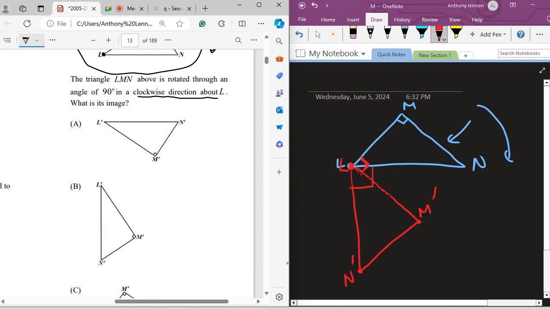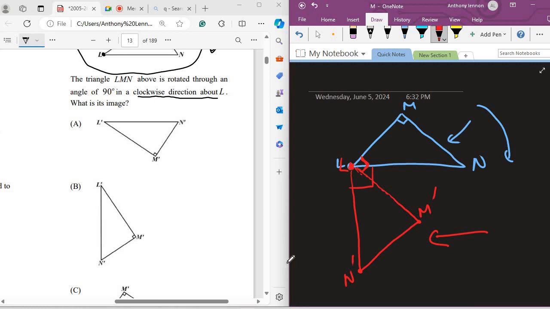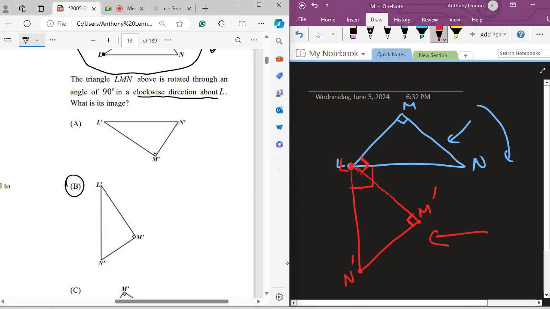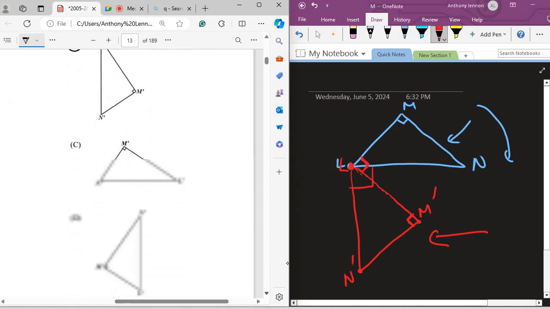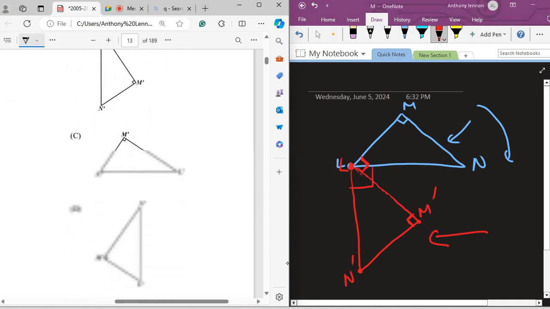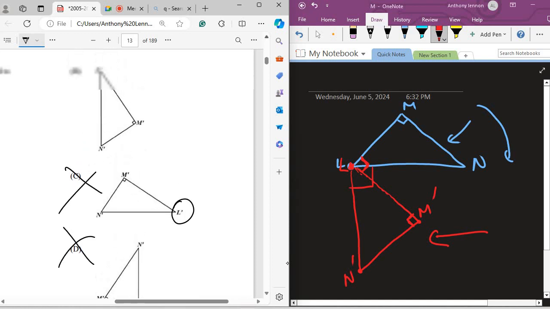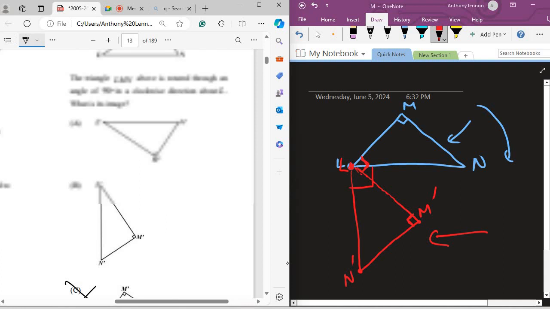No, this is what I have here now. You're saying A looks like what I have? Are you not seeing it? The right angle is at M. B. Right. It's B. Yes, so B is the answer. If we rotate about L, L should not move. And if you look at this, L moved. L actually moved in these, so these can't be correct, because L should not move. If we rotate it around L, that means we keep it fixed at L.